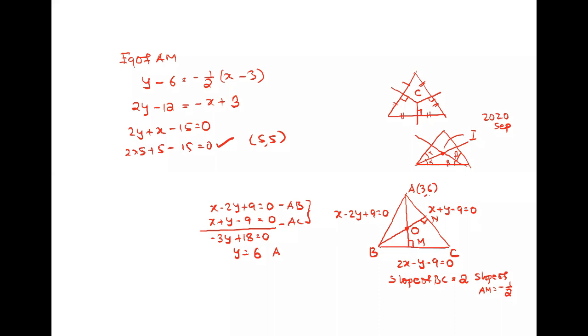Centroid: point of intersection of medians. Medians means from the opposite vertex, this line equal to this line. Median means these two are equal. Okay, (5, 5) by verification. Clear? By verification, this is the centroid.